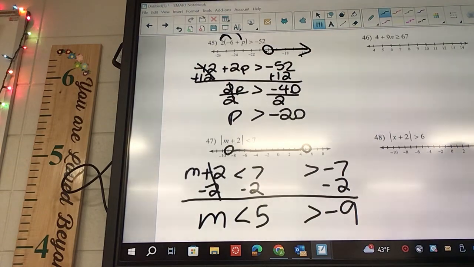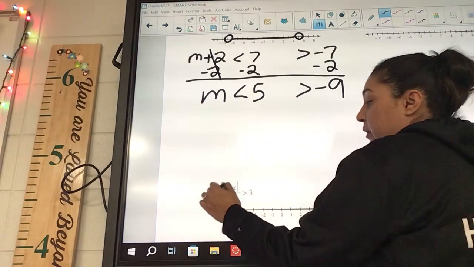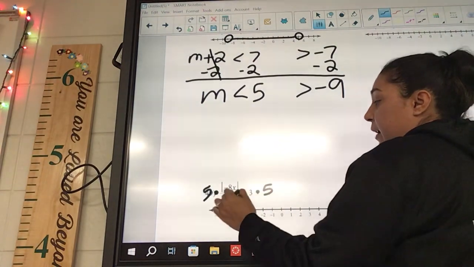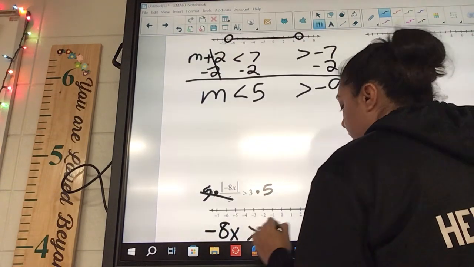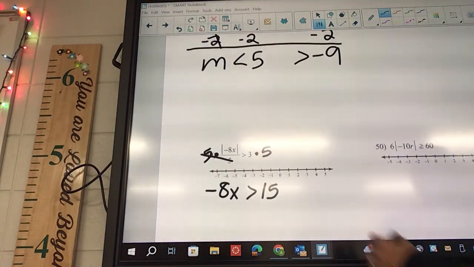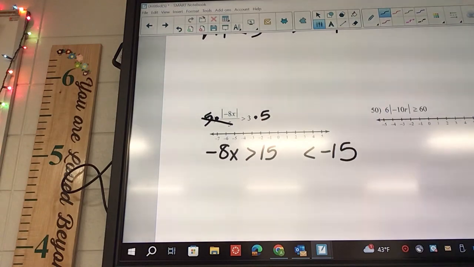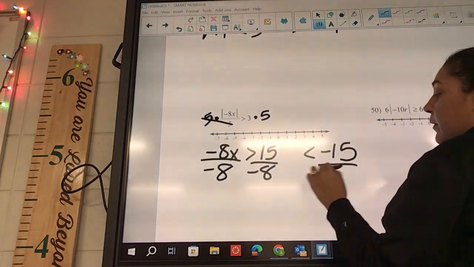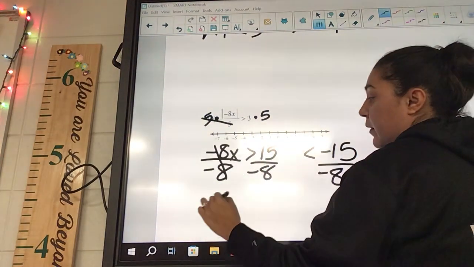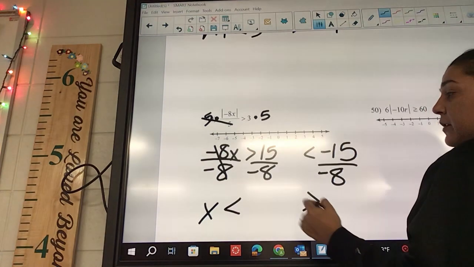Okay, 49, what needs done first? Multiply by 5. Okay, so we're gonna say times 5, times 5. Okay, so I'm gonna get -8x. I'm gonna get a 15, and then now I can flip it and turn it negative. Okay, and then what? Divide by -8. I have a question. Yes, sir. If they're both getting divided by negative 2, this one is gonna go this way, and this one is gonna go this way. So yes, you do have to flip.